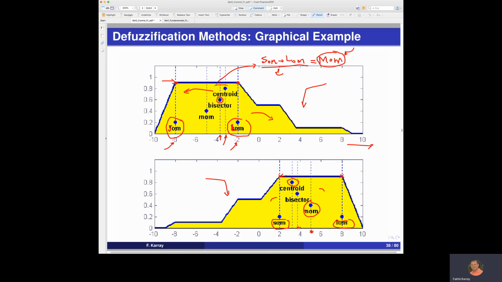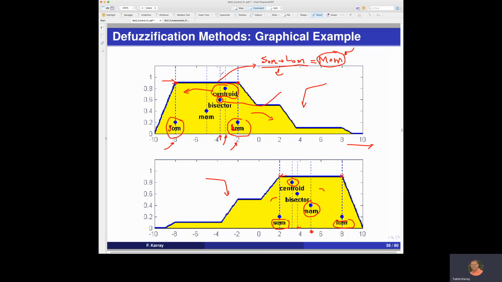So the centroid is one option. The mean of maxima is another option. The bisector of area is also another option, but it is also difficult to compute. Bisector of area is as difficult to compute as the centroid, or less difficult. Okay, so usually people use the mean of maxima for their representation.